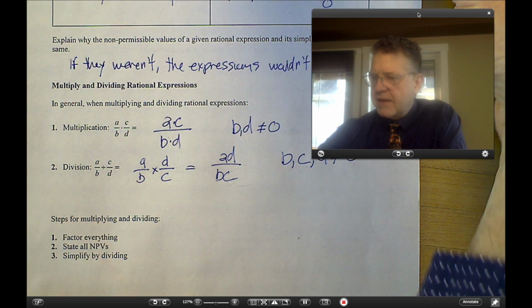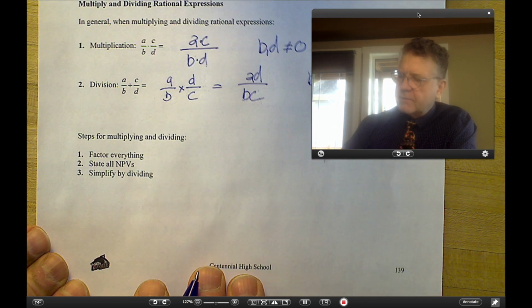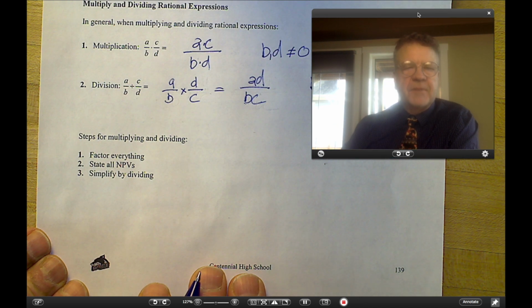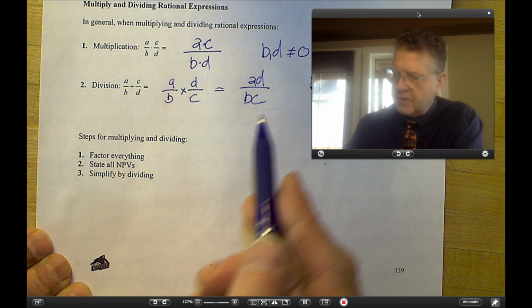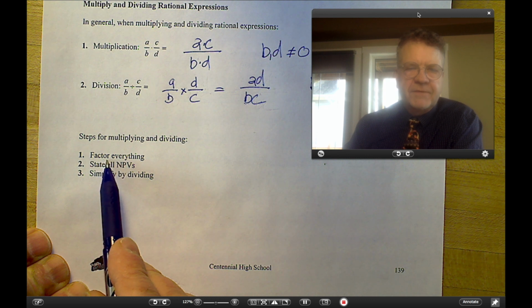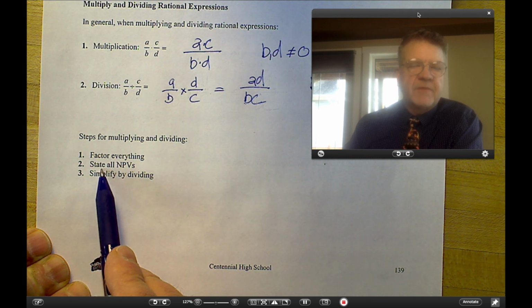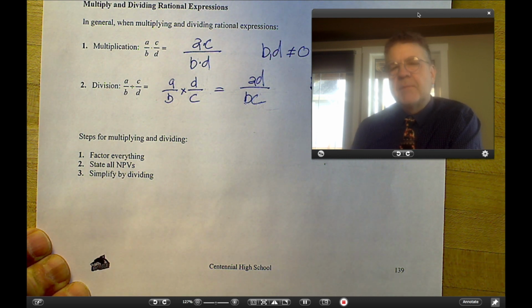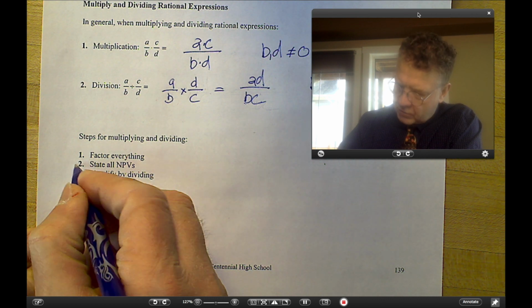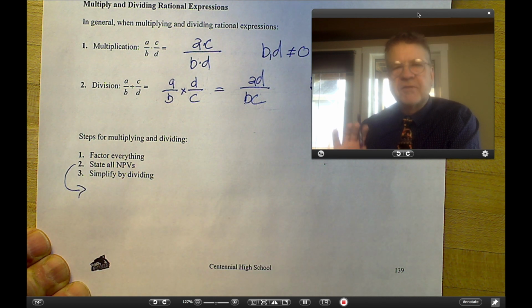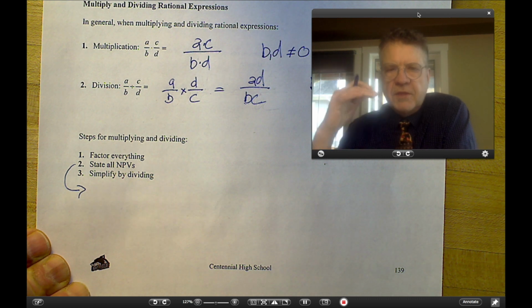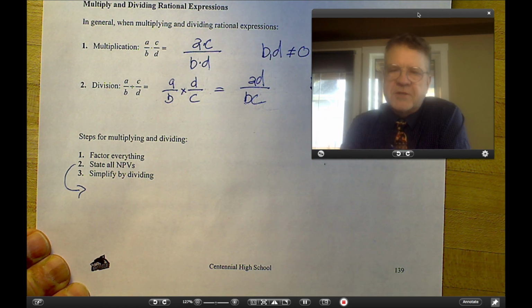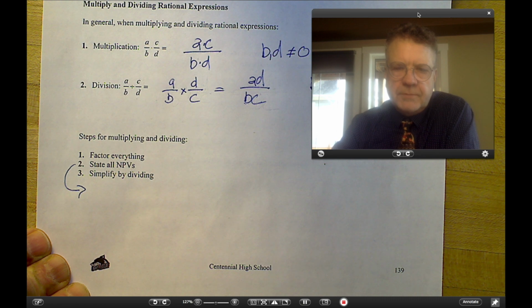So, as a step-by-step explanation of how to deal with multiplying and dividing rational numbers: factor stuff, state your NPVs, and simplify by dividing. Now I would actually put this over here. I would factor, simplify, then look at your non-permissible values at both the original expression and its simplified expression. All right, let's do some examples.